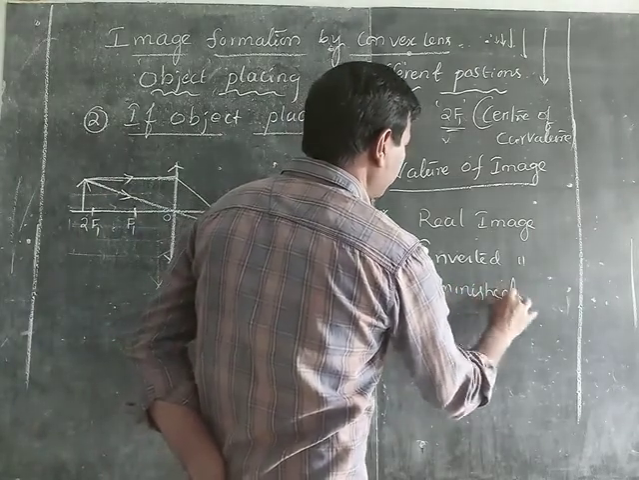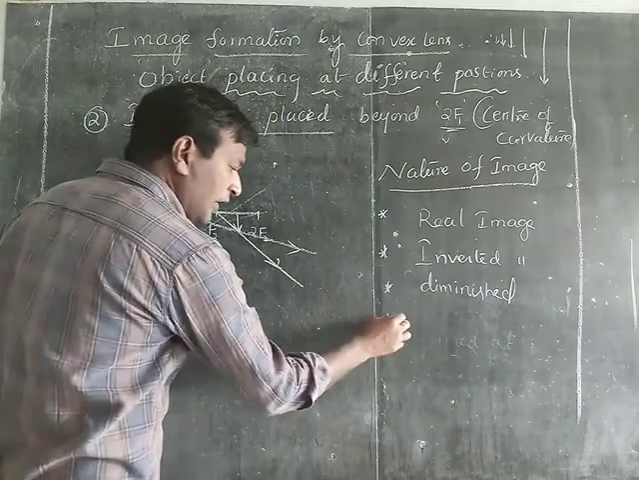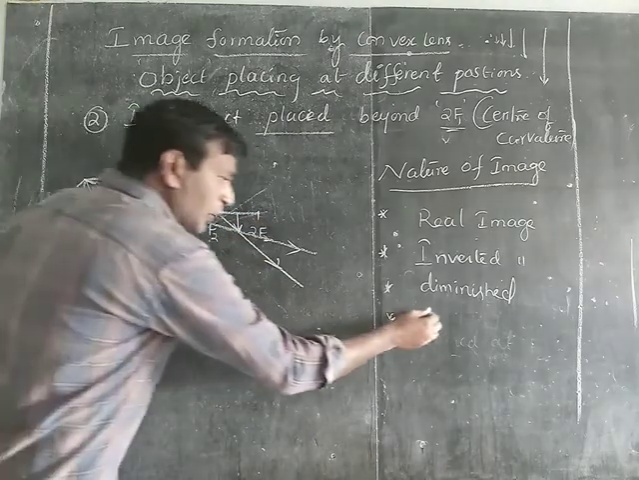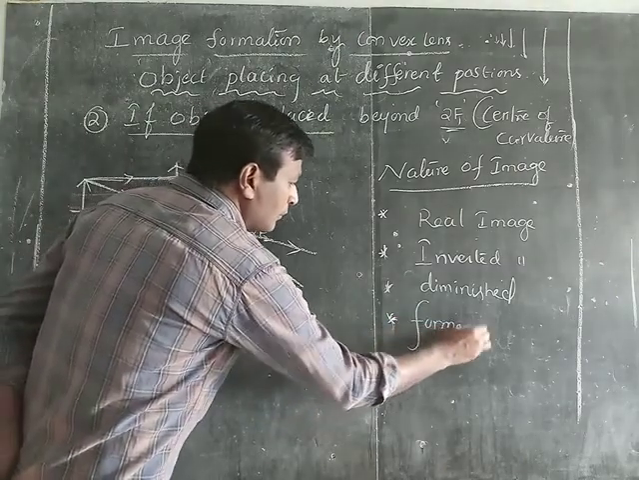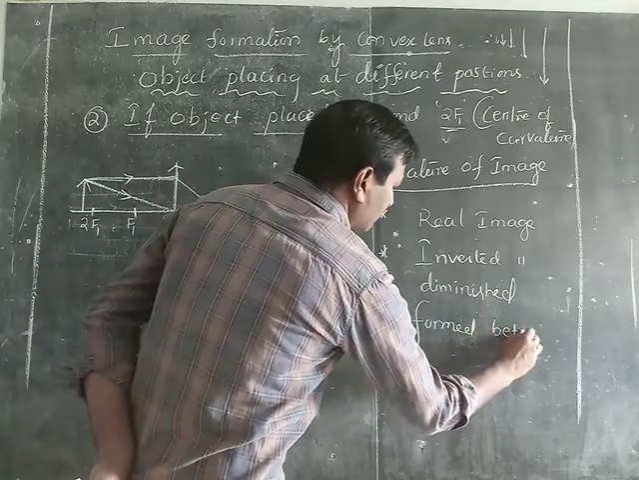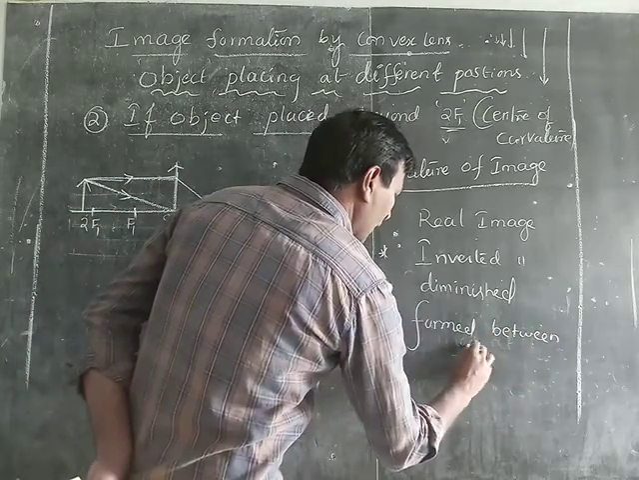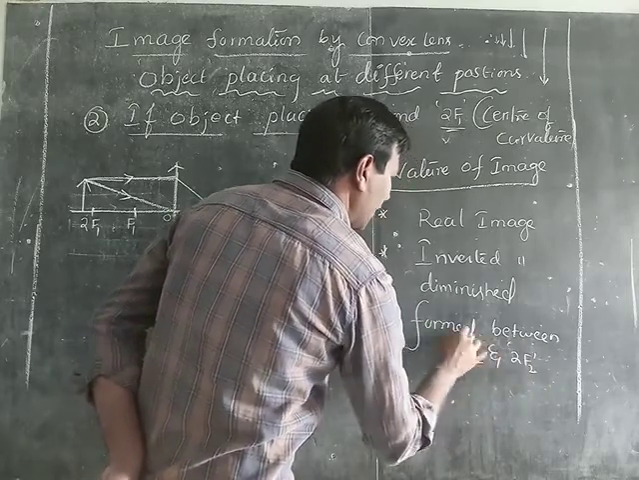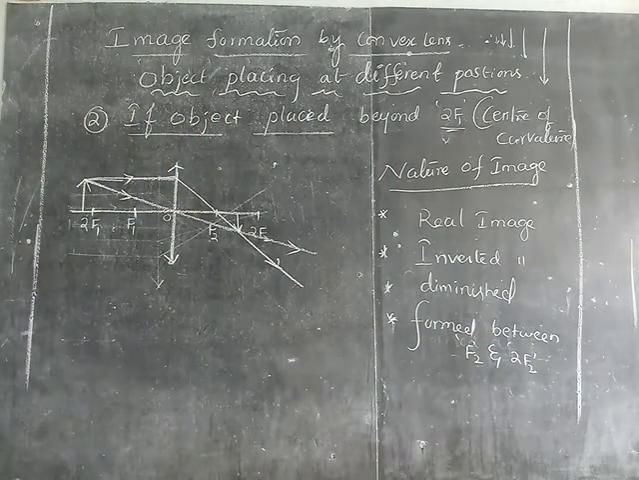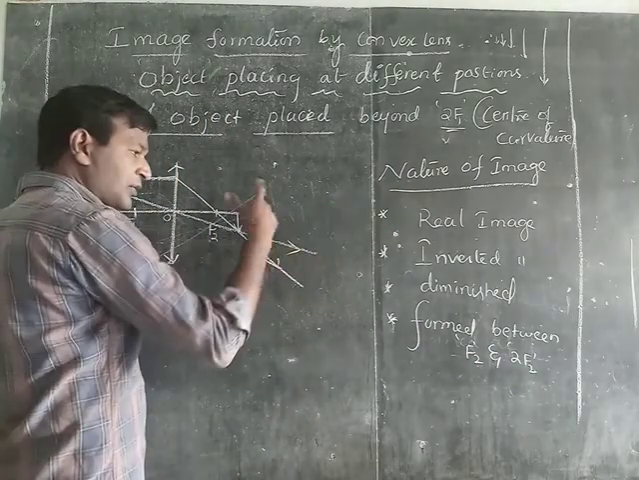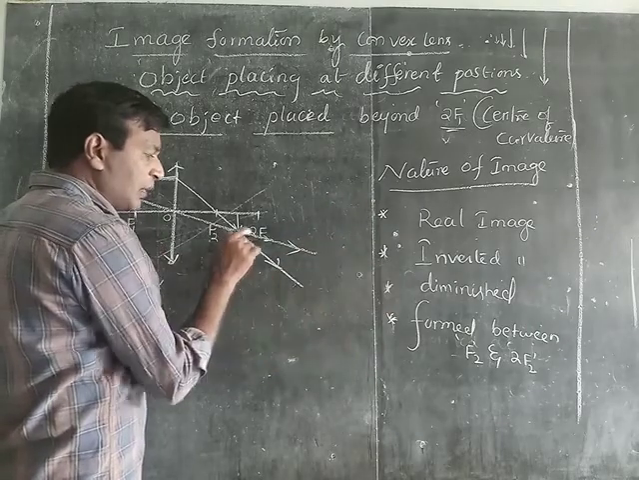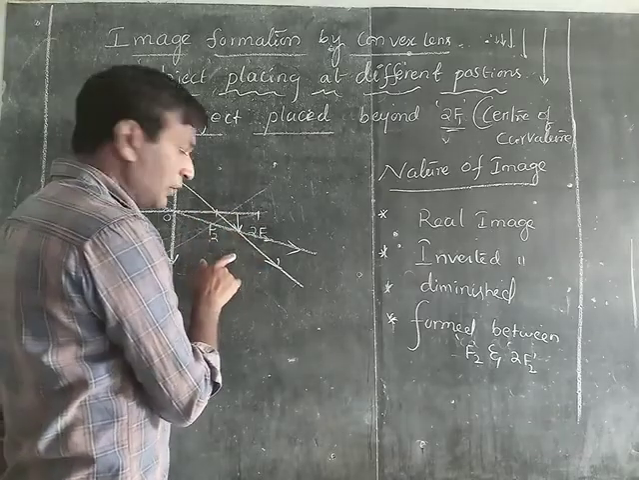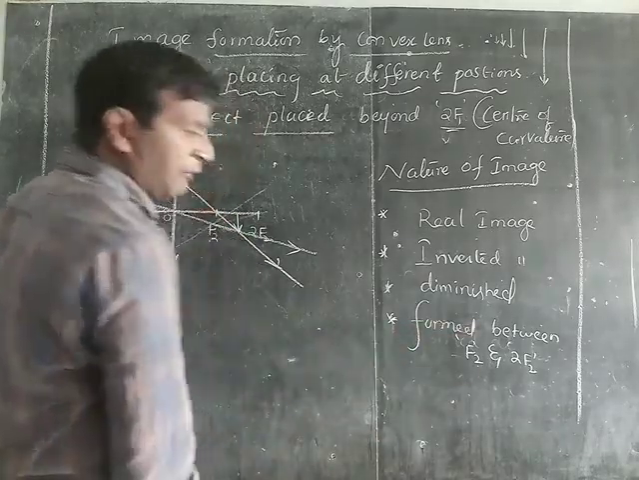Diminished image. Where was it formed? In between F2 and 2F2. Formed between F2 and 2F2. Real image, inverted image, diminished image, which means very, very small, formed in between F2 and 2F2.